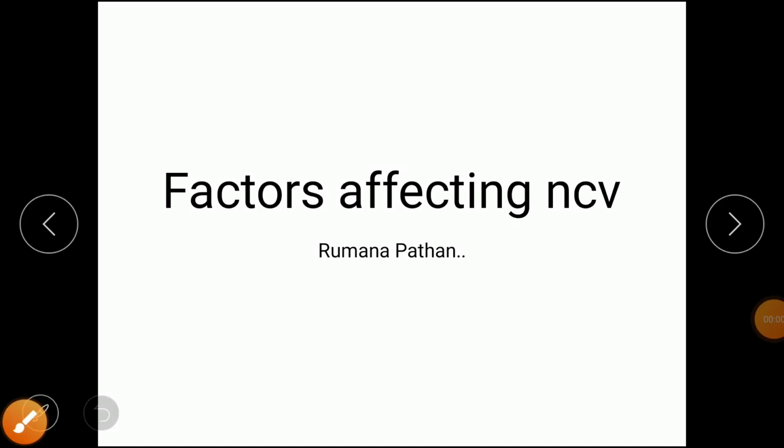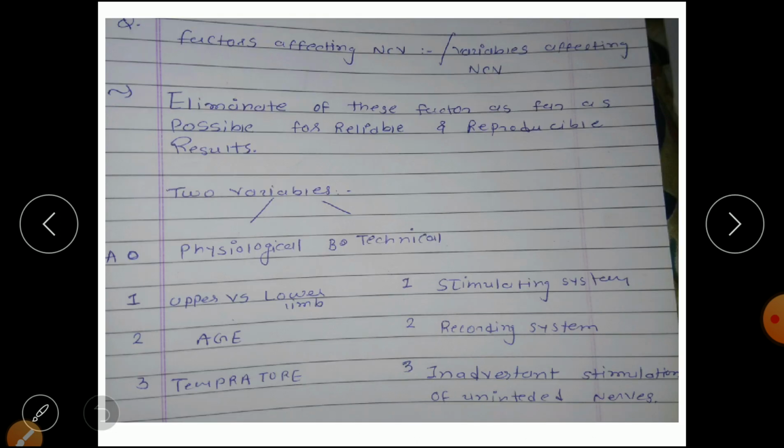In this video, I am going to discuss the factors affecting NCV. NCV means nerve conduction velocity. Here are some factors, or we can say variables, which affect the nerve conduction velocity. We should eliminate these factors as far as possible for reliable and reproducible results.